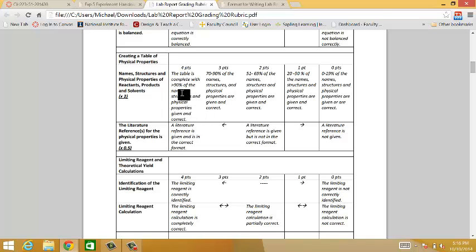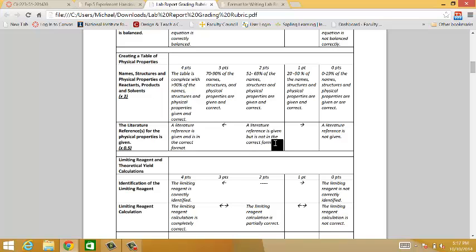Notice it says names, structures. Make sure you include your name. Make sure you include the structures, and you can cut and paste the structures from Sigma Aldrich or from the internet. That's perfectly fine, but you need names and structures and then the physical properties. And obviously down here you need to include a literature reference. So the literature reference is correct and in the correct format.